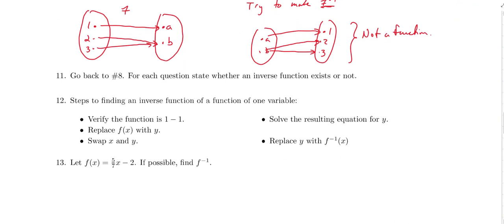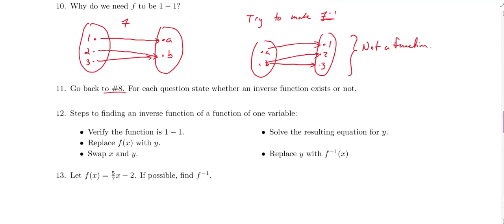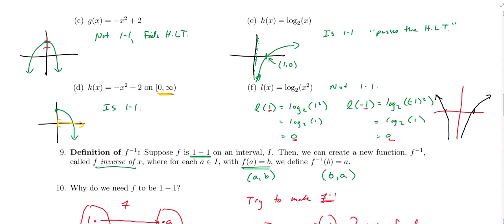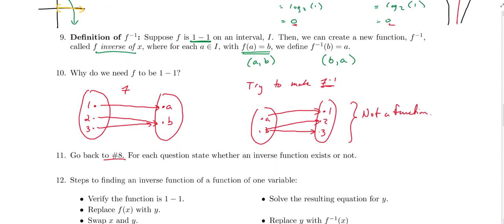Okay, so what I'd like you to do is go back to number 8, and for each question state whether or not it has an inverse. I'm going to do 2 of these with you, and I'll leave you to do the rest. This function is one-to-one, so f has an inverse. This function right here, sine of x, is not one-to-one, so j does not have an inverse. So I'll leave you to do the remaining 4. If a function is one-to-one, it has an inverse. If it is not one-to-one, then it does not have an inverse.